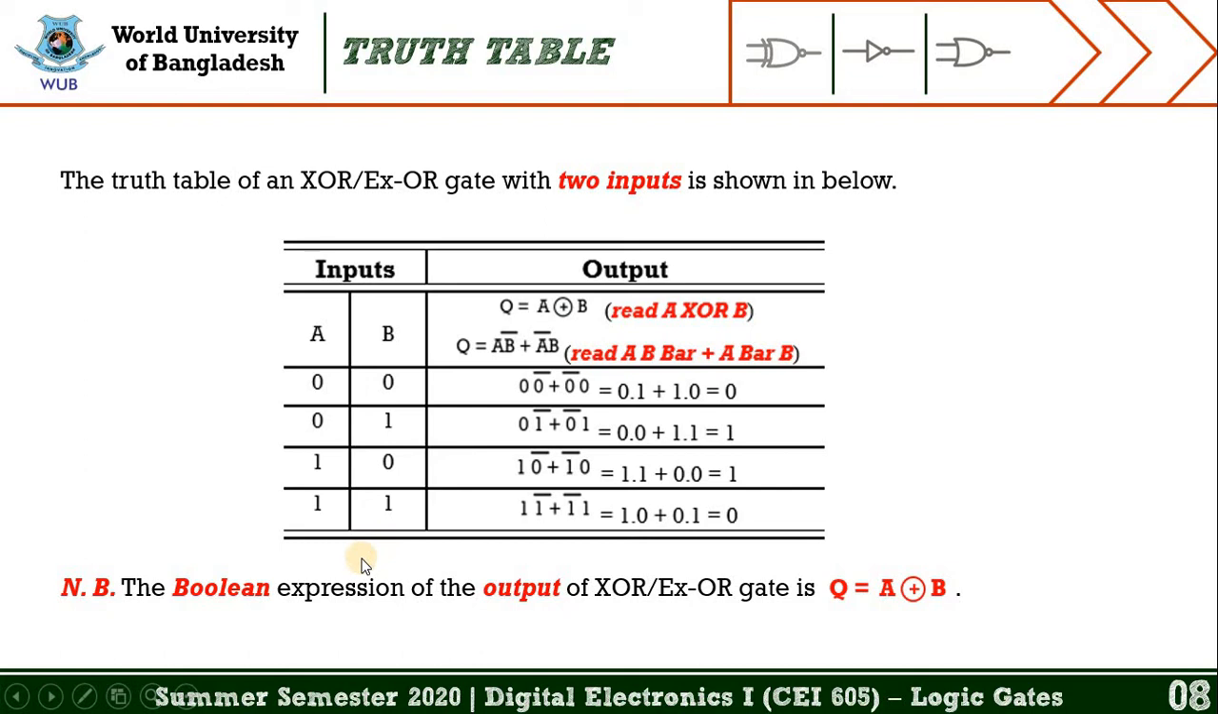In the output section, when the inputs are 0 and 0, we will get 0. If one of the inputs is 0 and the other input is 1, then we will get 1. And vice versa, if one of the inputs is 1 and the other one is 0, then we also get 1. If both inputs are 1, then we'll get 0.